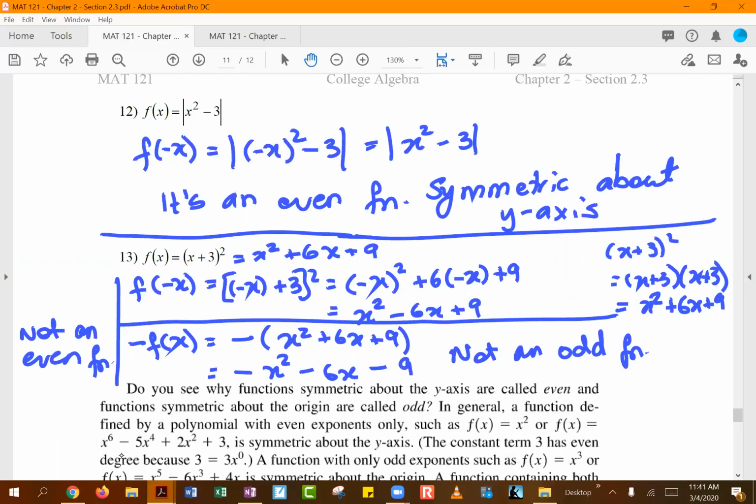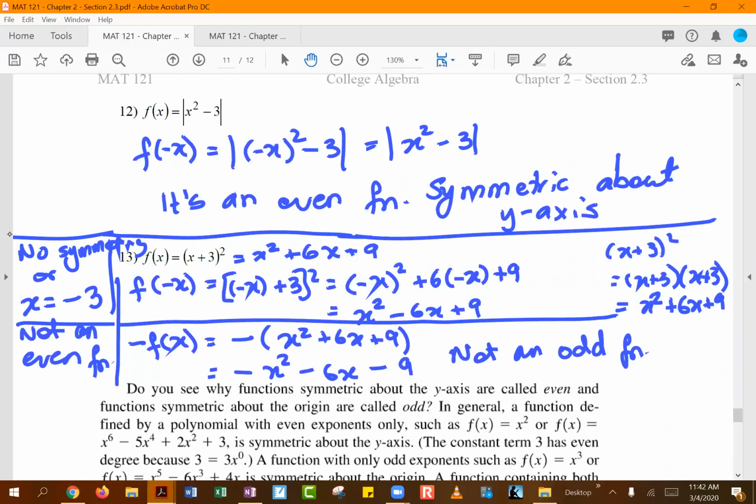One, which I'm suspecting this one might be, is where they might actually just give you the option of symmetry at the y-axis, symmetry at the origin, or no symmetry. If that's the case, you would say no symmetry. But if they ask you specifically, either you will say no symmetry, or you will say symmetry is at x equals negative 3.